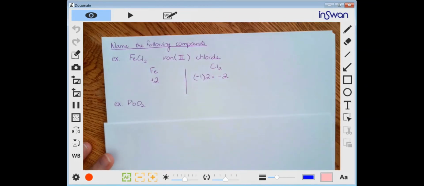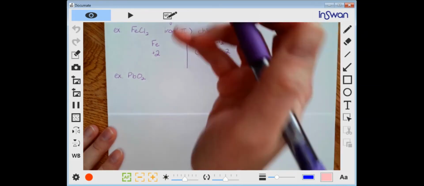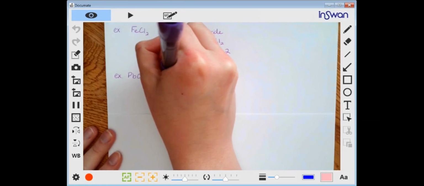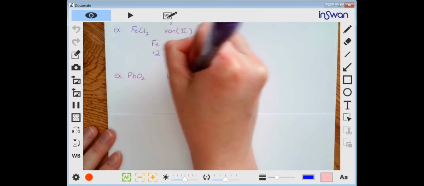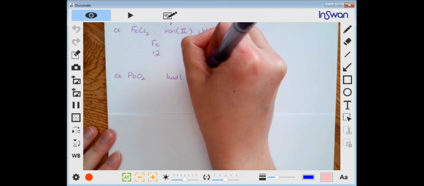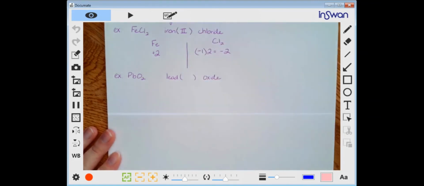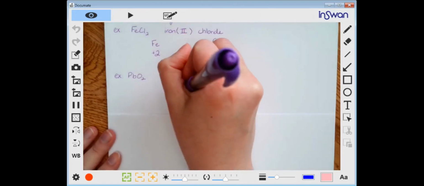Okay, so let's try the next one. PbO2. Well, Pb, I know, stands for lead. And again, that's not really a transition metal, but it still kind of acts a little funny like one. And then we have O, which I know stands for oxygen, so that's going to be oxide. So lead something oxide.